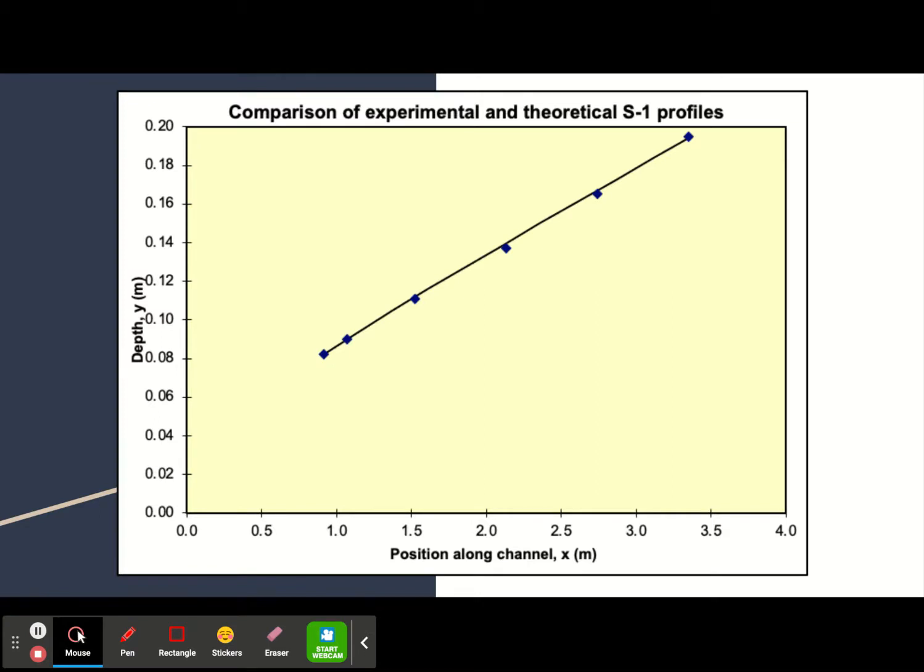The graph presented on the screen shows that the water depth increases linearly with X along the channel. When comparing the experimental and theoretical S1 profiles, the experimental data closely follows the theoretical data. The position along the channel increases linearly while the depth increases.